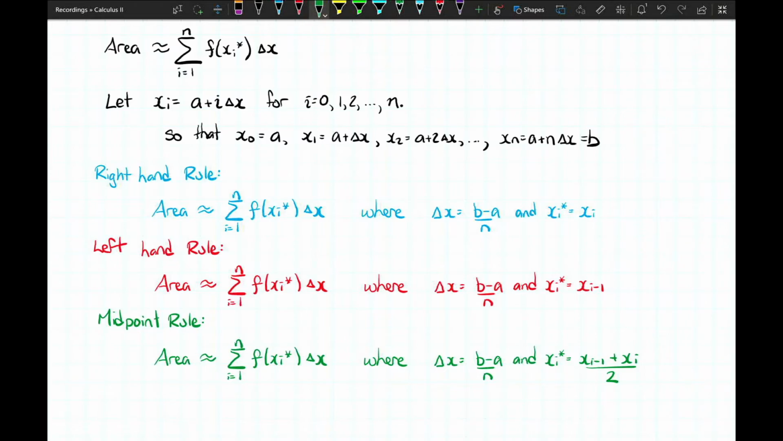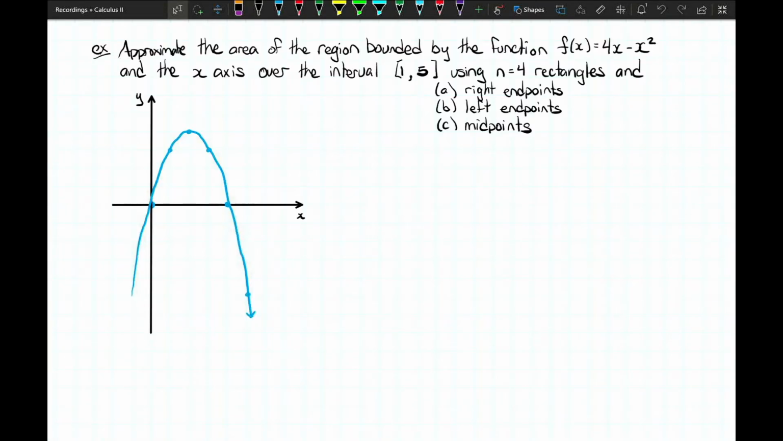All right, in this example, let's see if we can approximate the area of the region bounded by the function 4x minus x squared and the x-axis. And we'll use the interval from 1 to 5 using n equals 4 rectangles. That's just an example so that we can divide that interval from 1 to 5 up nicely into 4 rectangles. But we could use any n that we want. Now let's try this with right endpoints, left endpoints, and midpoints.